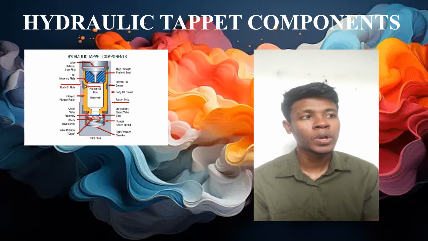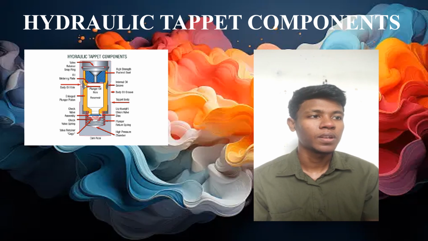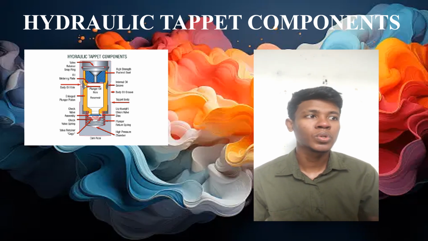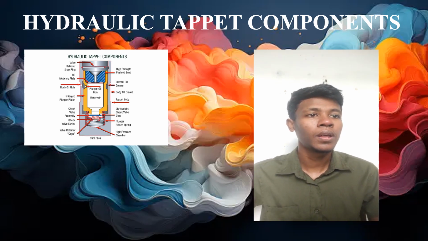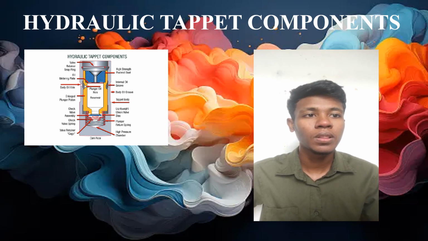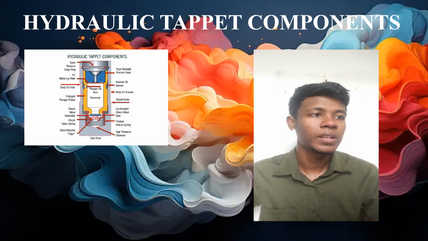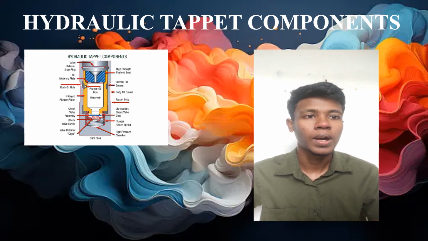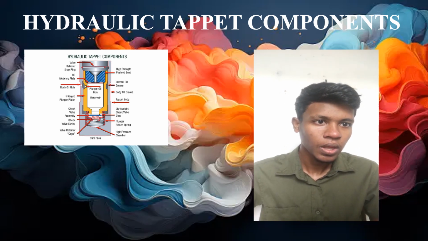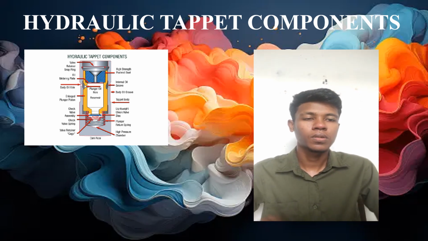When the camshaft rotates, it pushes against the hydraulic valve lifter, compressing the hydraulic fluid and causing the lifter to expand. This expansion ensures that there is no excess clearance between the camshaft and the valve, preventing valve noise and engine performance issues. Down there, I have shown the hydraulic tappet components.